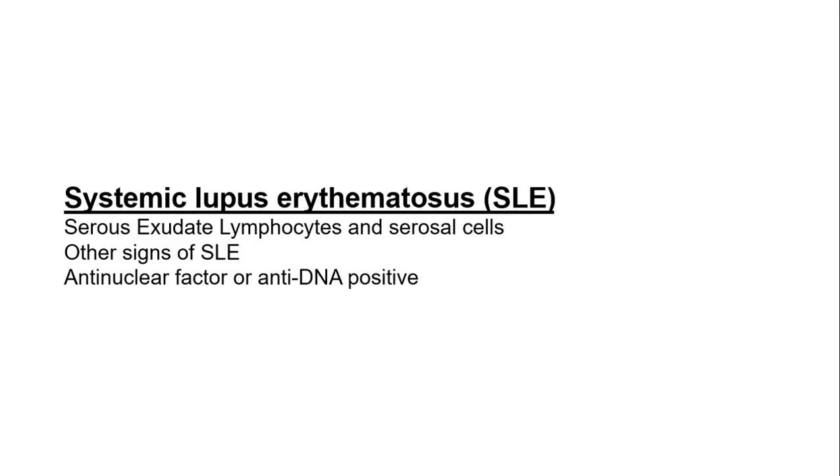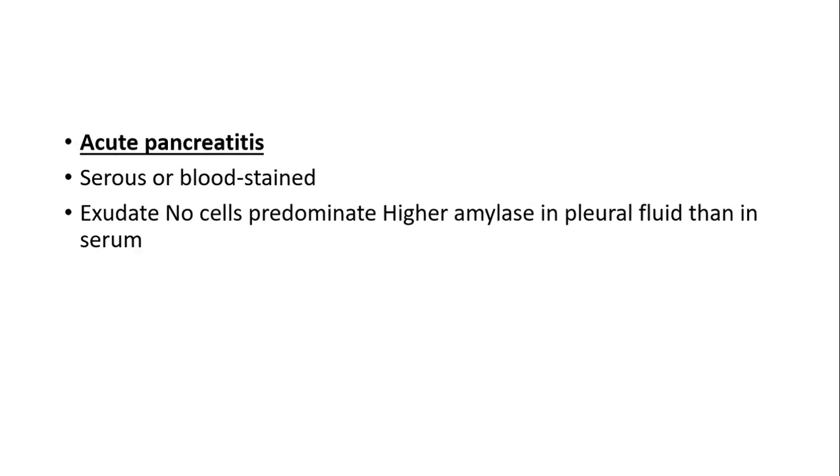In SLE, the effusion is exudative, and antinuclear antibody (ANA) can be found, and anti-double-stranded DNA is usually raised. In acute pancreatitis, again, it can be serous or blood stained, it's exudative, and higher amylase is found in the pleural fluid than in the serum.